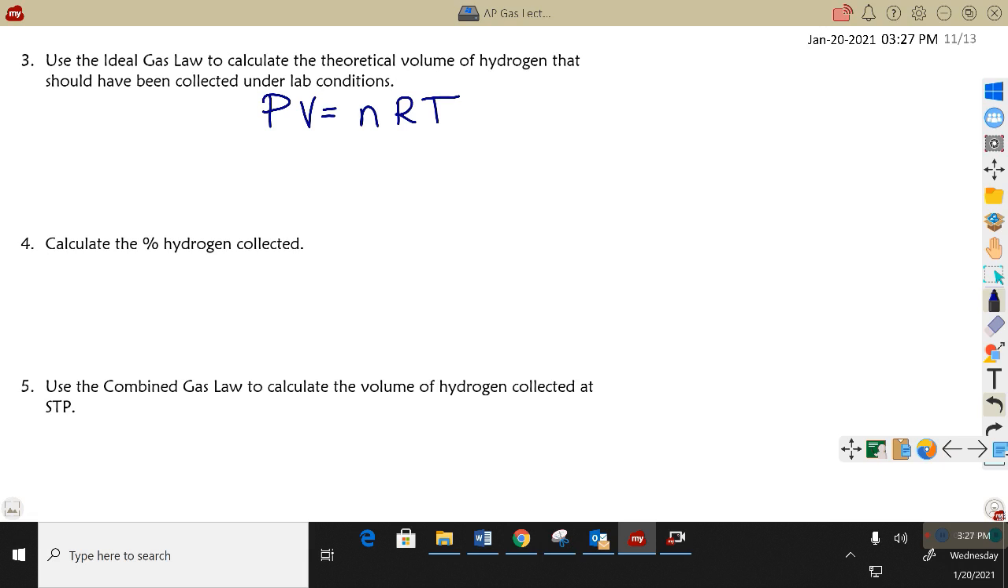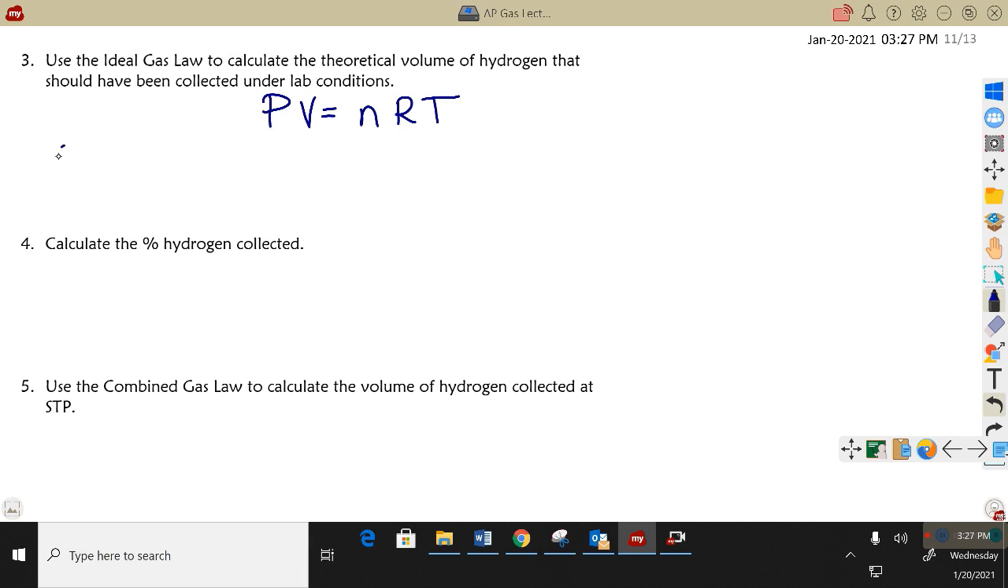We want to calculate the theoretical volume of hydrogen that should have been collected under lab conditions. So if I'm supposed to produce 0.00251 moles of hydrogen, then what volume would that be under my lab conditions? So we're going to plug in all the conditions of the lab and solve for volume. The volume of hydrogen that should have been produced.